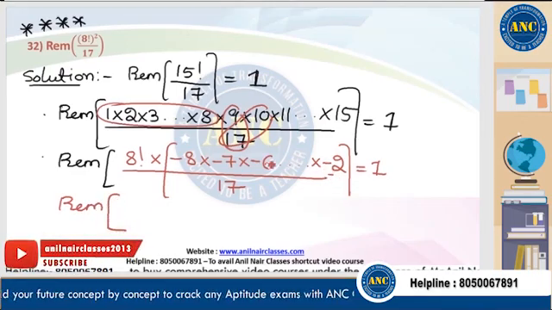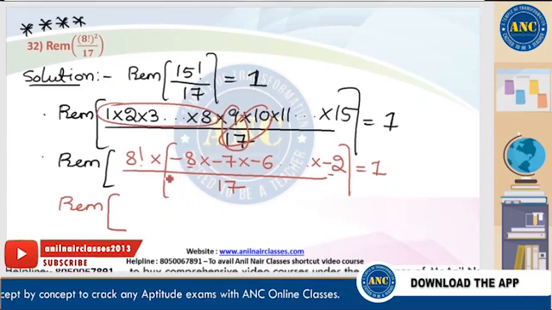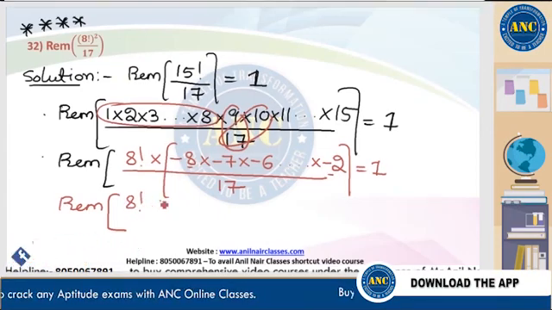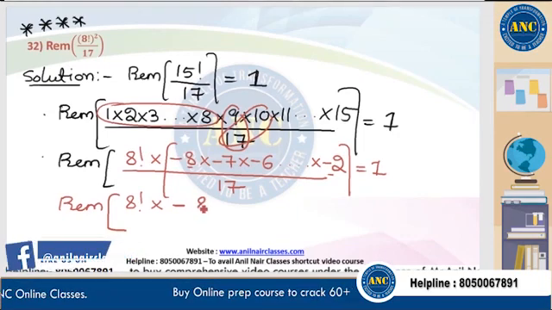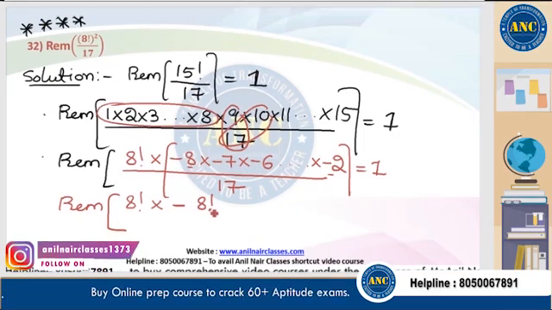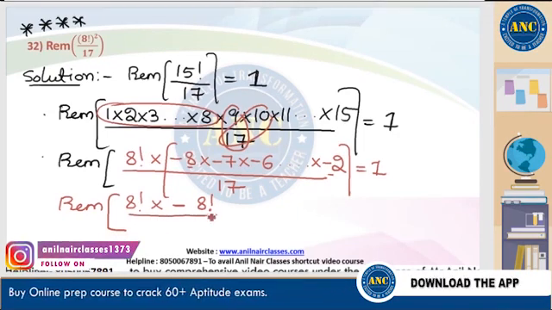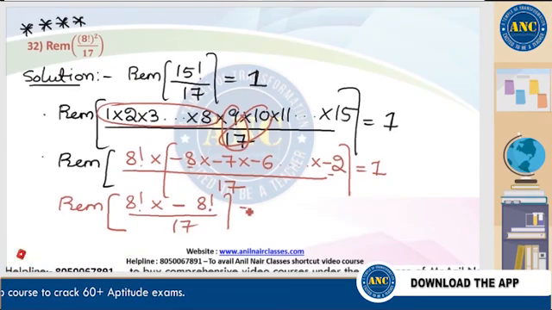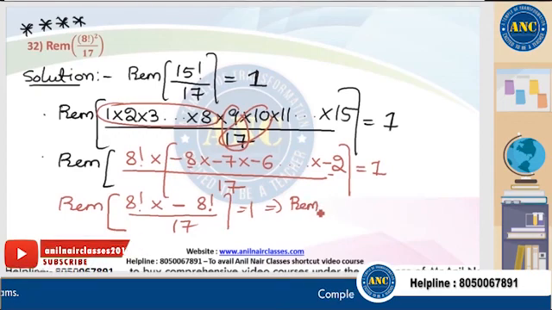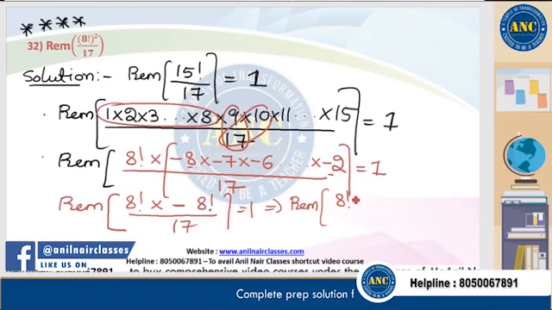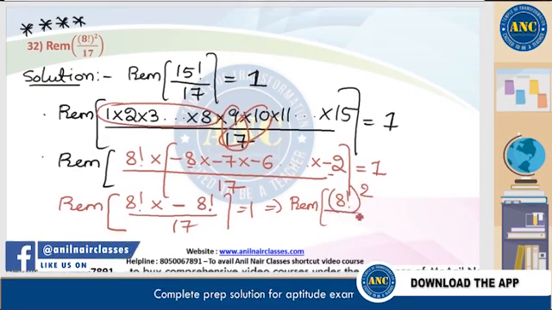From 2 to 8 there are 7 numbers. 7 negatives are there. 7 negatives if I multiply I will get negative. 8 into 7 into 6 and so on up to 2 is 8 factorial. When divided by 17 is 1. So this is nothing but 8 factorial whole square divided by 17.